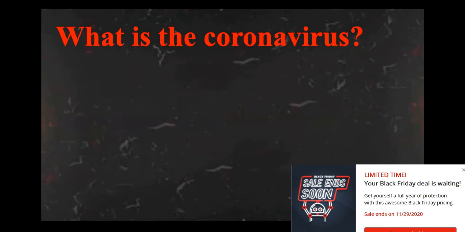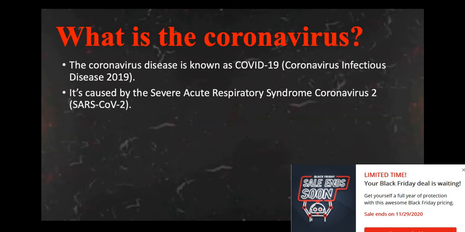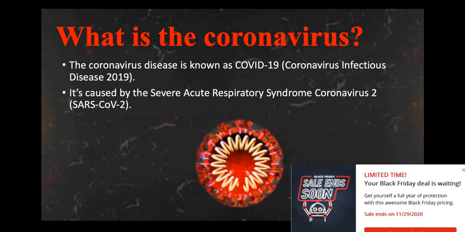Moving on to the types of viruses, specifically the coronavirus. Now, you might have heard the term COVID-19 used very often these days, and that's what the coronavirus disease is known as. The reason behind this is because the outbreak occurred in 2019, and it's caused by a newly discovered virus called the Severe Acute Respiratory Syndrome Coronavirus 2, or simply abbreviated as SARS-CoV-2. The inner structure of the virus looks like this, consisting of RNA, which is the genetic material, surrounded by the capsid.